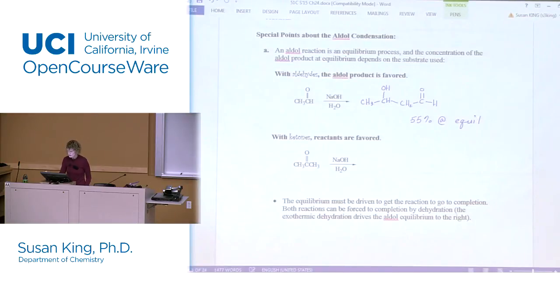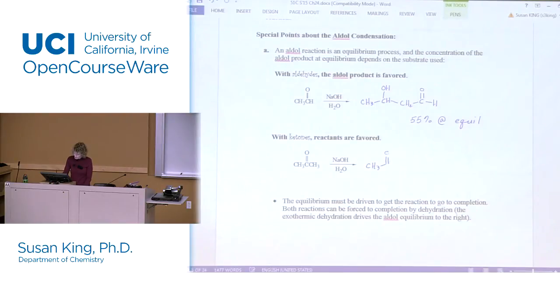And we're going to have some ways to tweak this a little to get the product that we do want. So 55% at equilibrium is not a good ratio. So that means we still have 45% of starting material. With ketones, starting materials are favored. And so here would be the product.